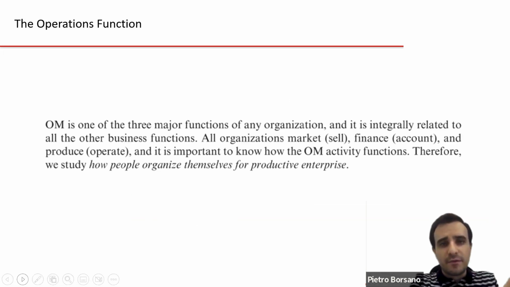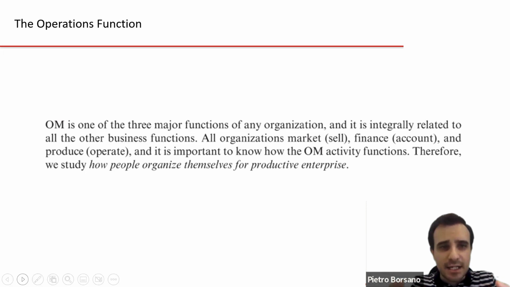So we have clarified what is the relationship between our product life cycle and different types of business processes. But taking a more holistic perspective, what is the operation function, and how do different life cycles have an impact, have a role on the operation function?